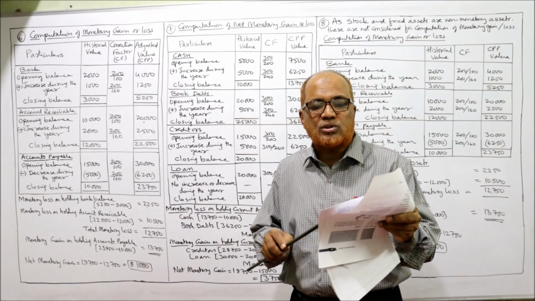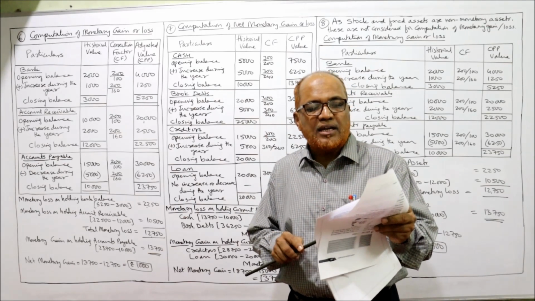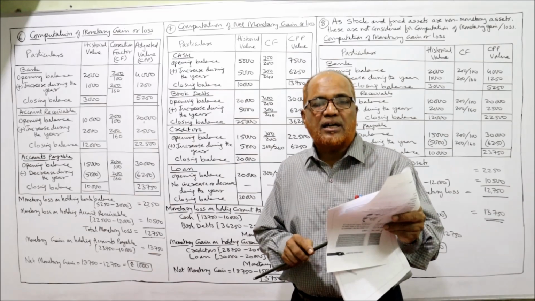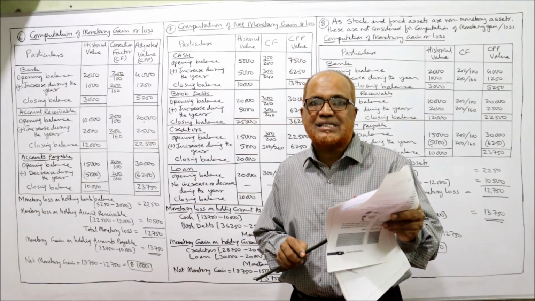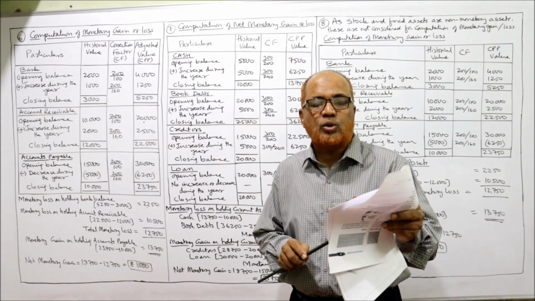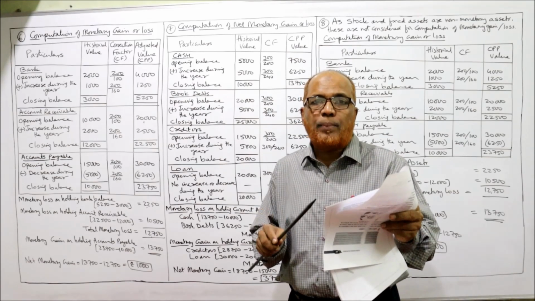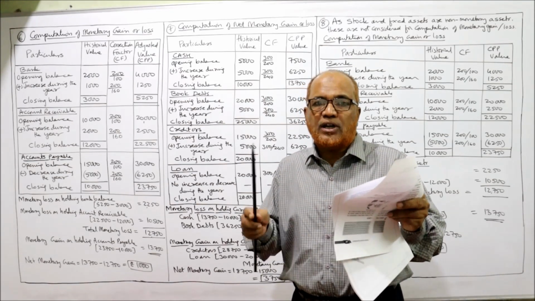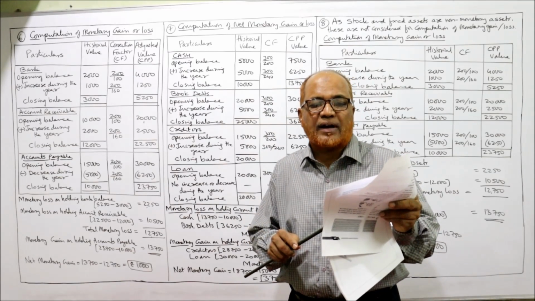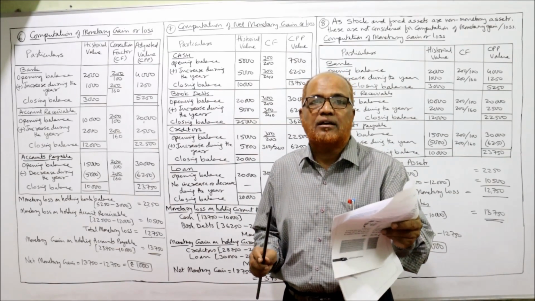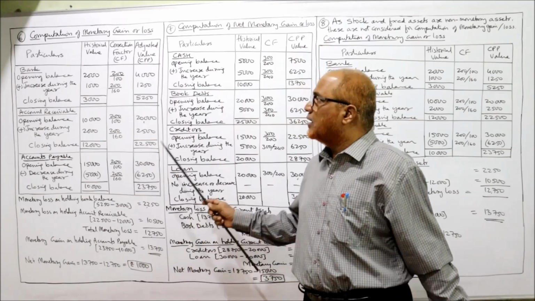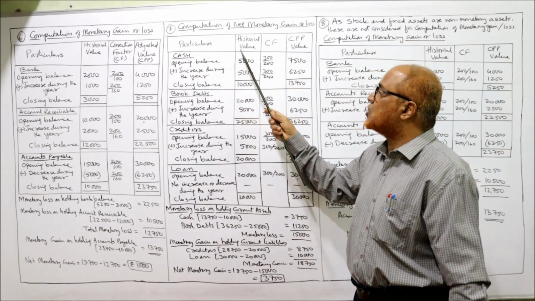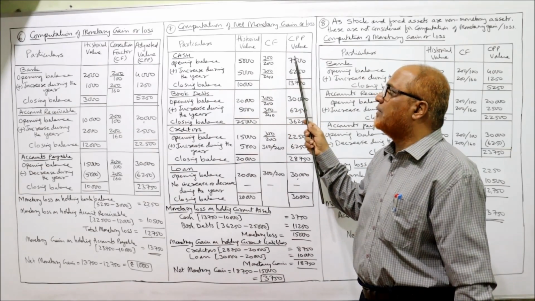Opening, 1st January 2000, 31st December 2000. Retail price index numbers are, on 1st January, 200, 31st December 2000 is 300 and average for the year 240. So for opening balances we take 300 by 200. For during the year we take the correction factor 300 by 240 as usual. Come on. Computation of net monetary gain or loss. Particulars, historical value, correction factor, CPP value.